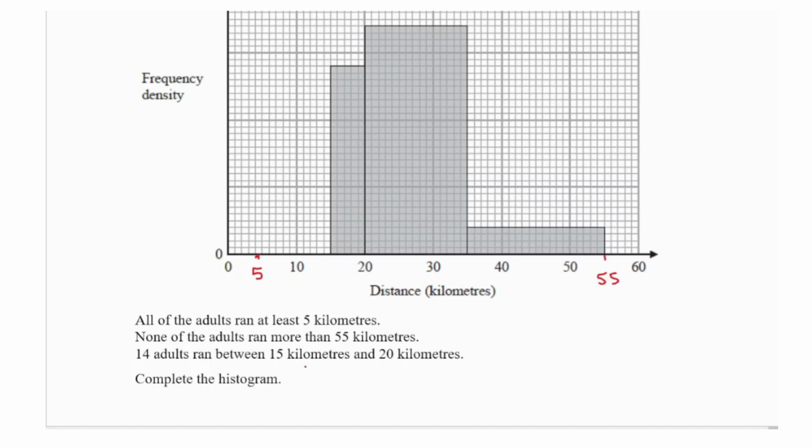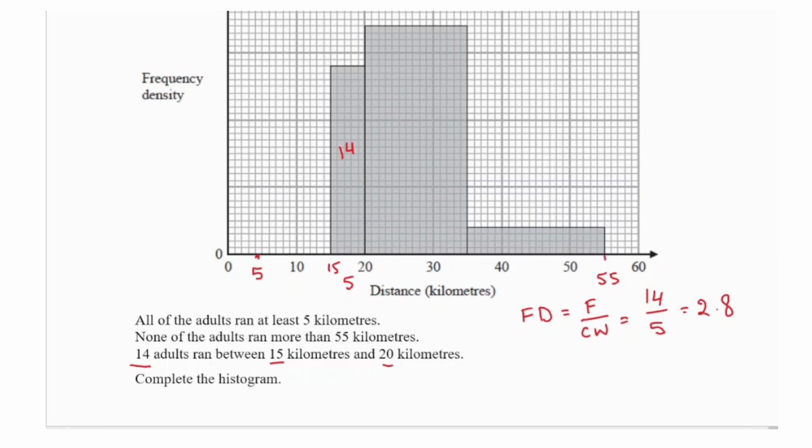14 adults ran between 15 kilometers and 20. So this is 15. The frequency of this one is 14. The class width is 5. So what's the frequency density? Frequency density equals frequency divided by class width. So frequency is 14, that's given in the question, right? And the class width we can work out from there, 20 take away 15 is 5. So 14 divided by 5, we will get 2.8. Our frequency density for this one is 2.8.